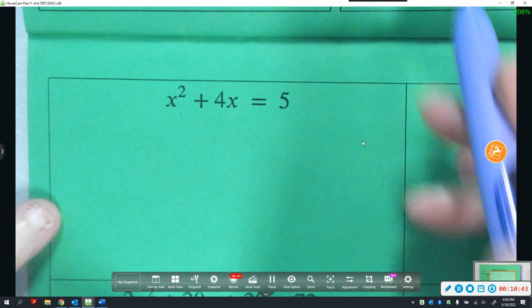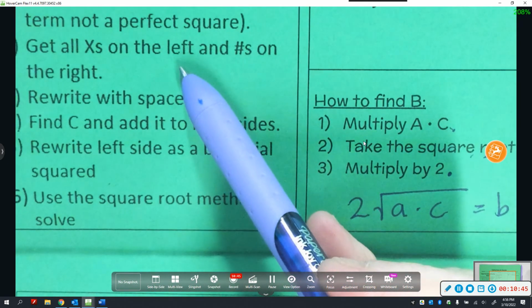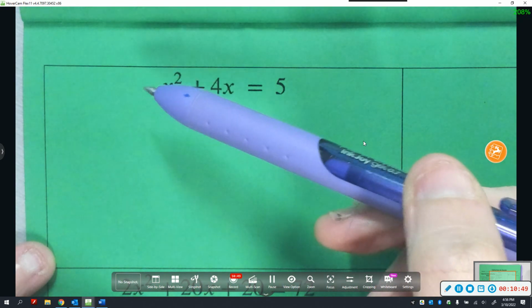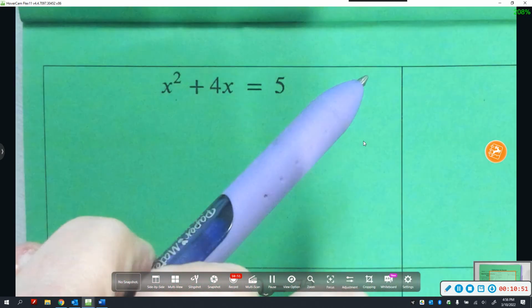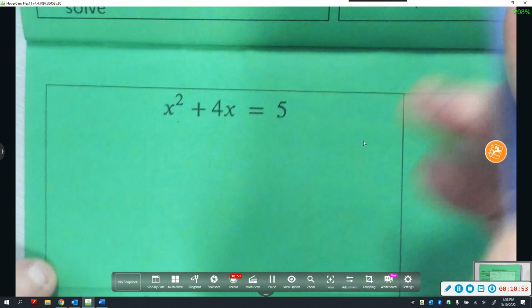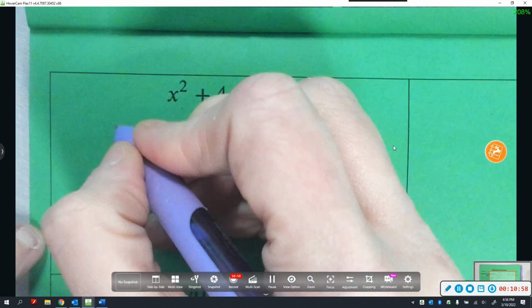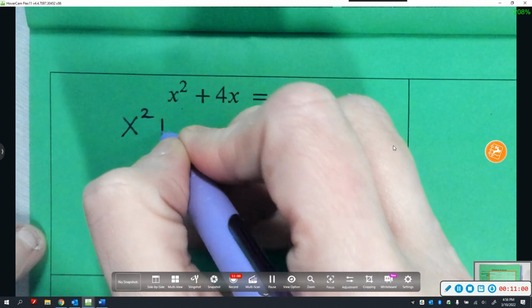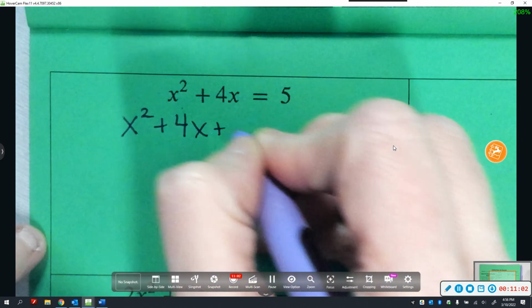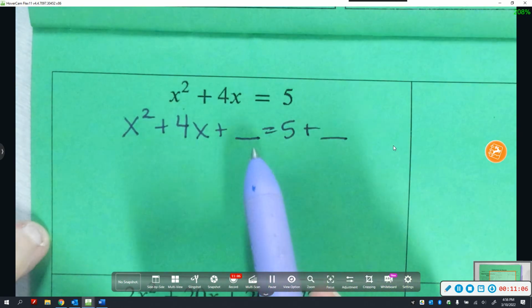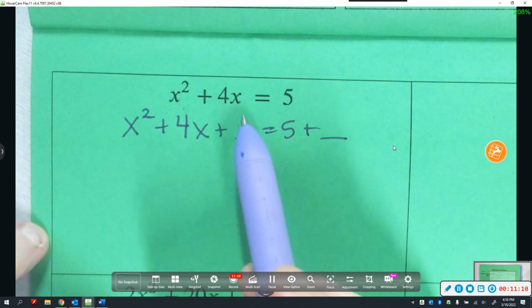Okay, so let's look at this one. The next step says get all x's on the left and numbers on the right. What that means is I need to have my quadratic and linear terms on the left, and I need to have my constant term on the right. The next thing says rewrite with spaces. So what does that mean? Well, let me show you. I'm going to write x squared plus 4x plus blank equals 5 plus blank. So this blank is going to make this thing a perfect square trinomial.